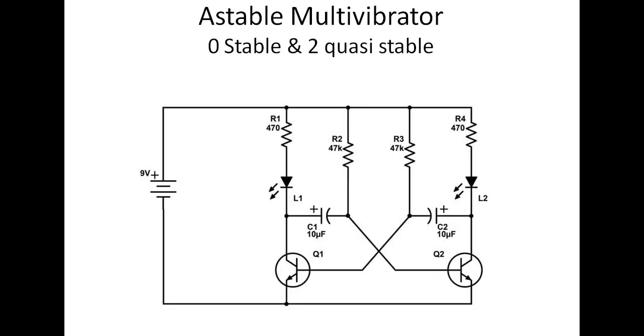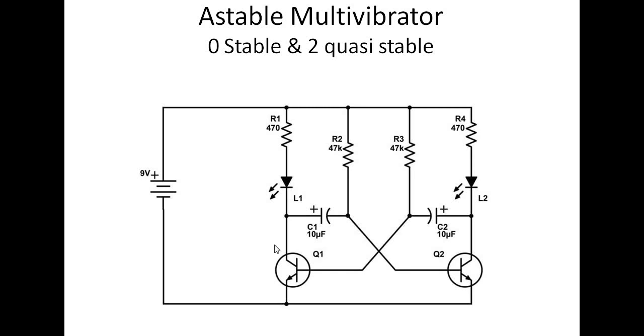Now let us talk about astable multivibrator, which has no stable state and two quasi-stable states. Means the output of an astable multivibrator doesn't remain at one state, rather it changes as time proceeds, right? Means there is no stable state for the astable multivibrator. If at t equals 0 the output is high, at t equals 0 plus, output may be low, right?